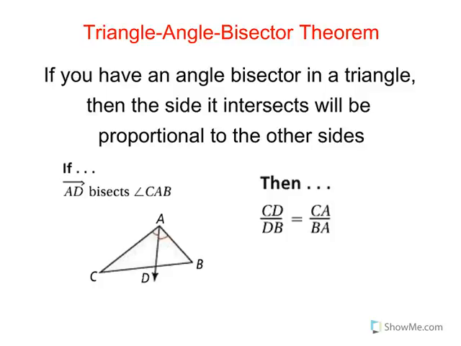Okay, so this is our last theorem that we're going to look at. This is called the triangle angle bisector theorem. And what this says is if you have an angle bisector in a triangle, then the side it intersects will be proportional to the other sides. So let's look at this in a picture. We have this angle that's being bisected because it has two congruent arcs in the two parts of the angle. So this line segment that is bisecting that angle splits the side into two parts, CD over DB, and they're going to go into the same fraction.